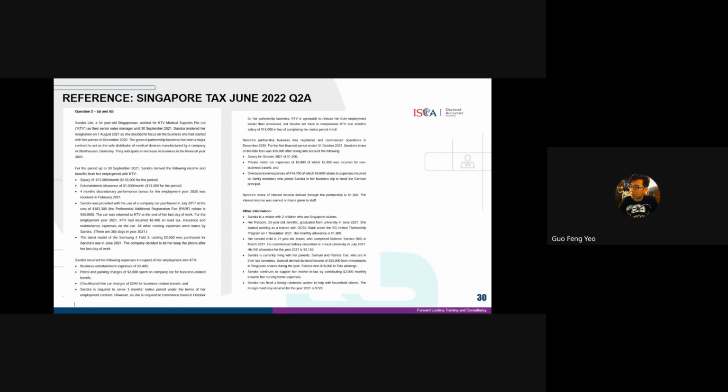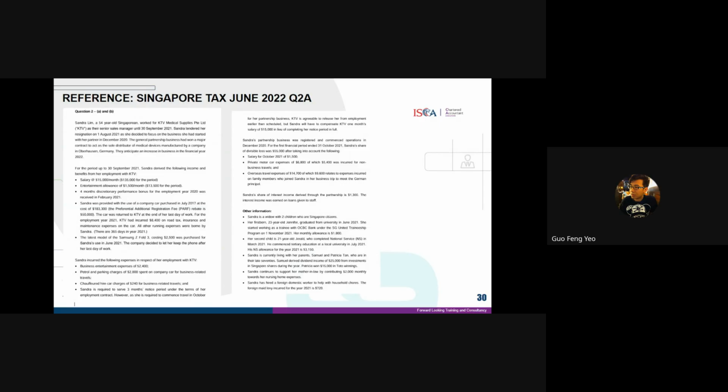Other information of Sandra are as follows. Sandra is a widow with 2 children who are Singapore citizens. Her firstborn, 23-year-old Jennifer, graduated from university in June 2021. She started working as a trainee with OCBC Bank under the SG United Traineeship Program on November 1st, 2021. Her monthly allowance is $1,800. Her second child is 21-year-old Gerald, who completed national service in March 2021. He commenced tertiary education at the local university in July 2021. His NS allowance for the year 2021 is $3,150.